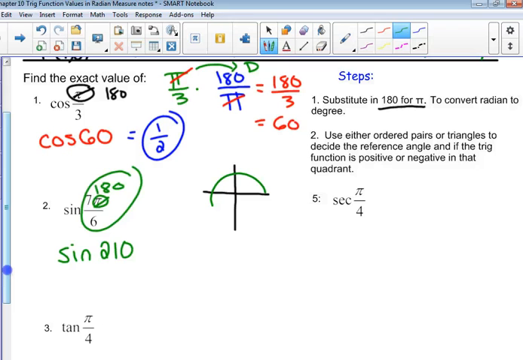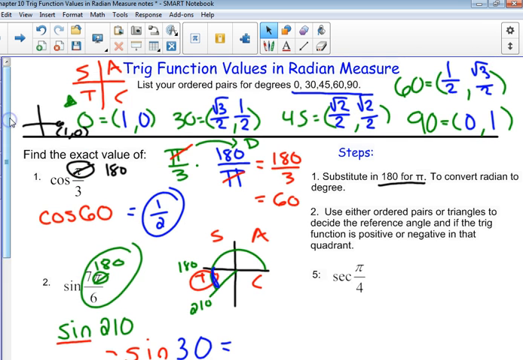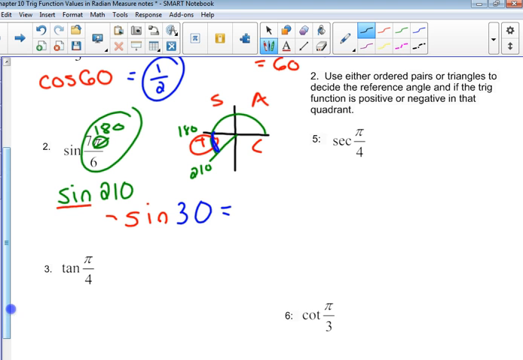So we need to graph 210. Here's your 180. Look to see where we're going to be positive and negative. Check out this part, because I know a lot of people always forget the negative stuff. Cam, positive or negative? Negative, because you're in the T quadrant talking about S. So we know it's going to be the same thing as the negative sine of, well, what's our reference angle? 30. 30, great. So let's think, 30 degrees. Use your ordered pair. There's the sine. Yep, negative 1/2. Perfect. Good job.